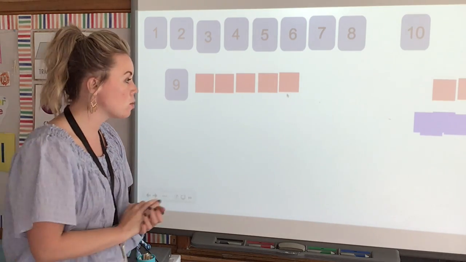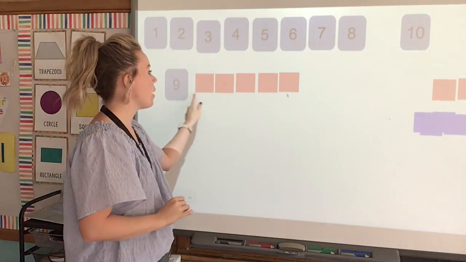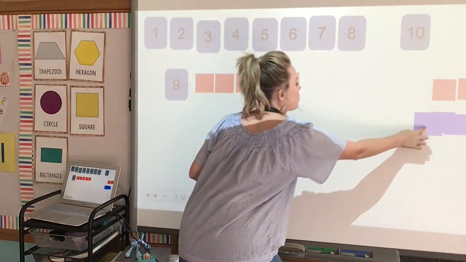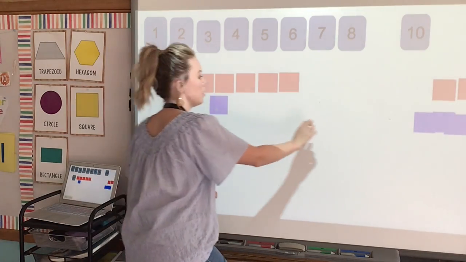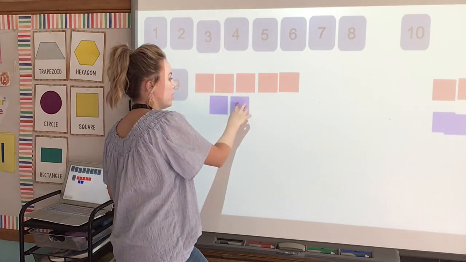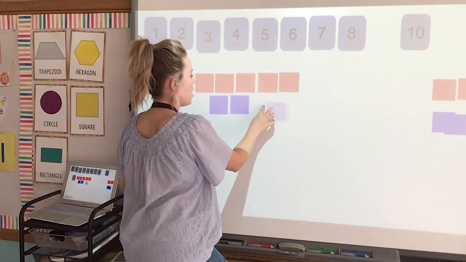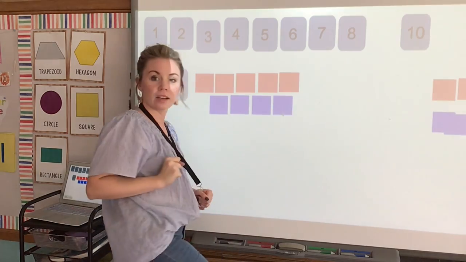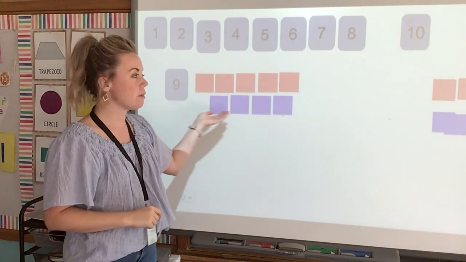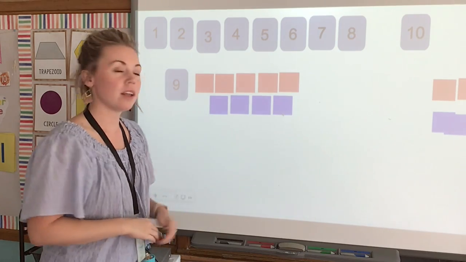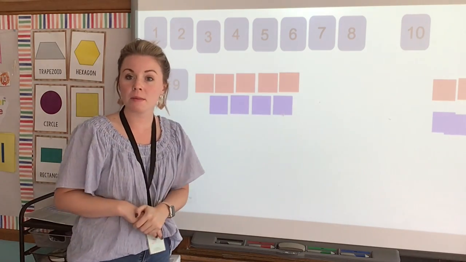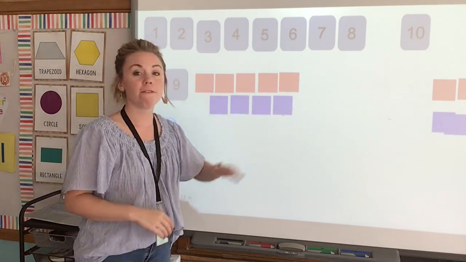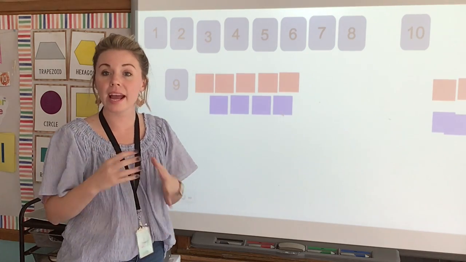So I am going to switch colors and use blue. So remember, we have 5 here, 6, 7, 8, and 9. Perfect. Did I make a group of 9? Yeah, I sure did. Remember, I used red blocks to make a 5 group, and then I added on 4 blue blocks to make it 9 altogether.